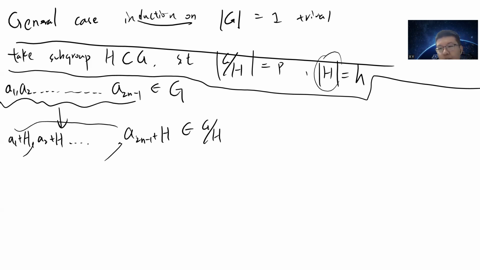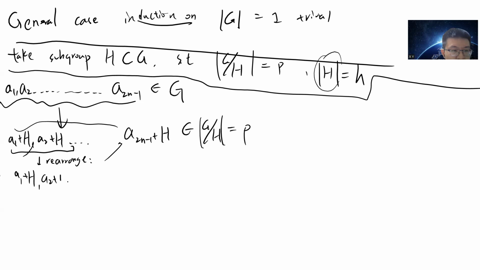Now, this is a long sequence, right? So I can apply Cauchy-Davenport, because now this group has prime size P, right? So I can apply Cauchy-Davenport and claim that there are P of them that sum to 0. So I can rearrange the previous P numbers such that they sum to H, because H is the identity inside the quotient group, right? So let me just rearrange. If I rearrange it, there are A1 + H, A2 + H, up to A_P + H, there are P of them, and all of these sum to H, right? Now I can apply this again.